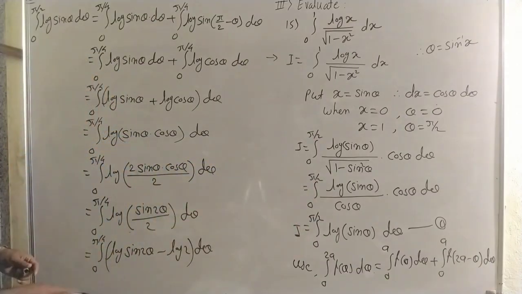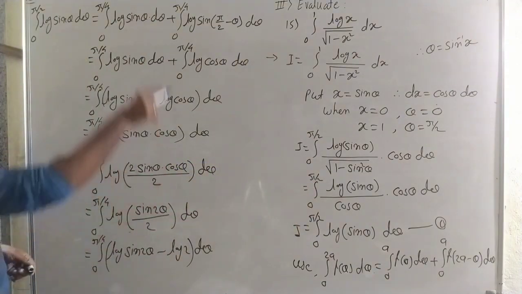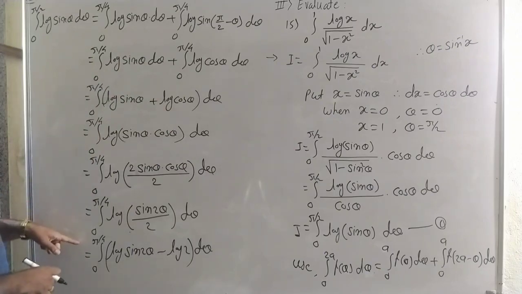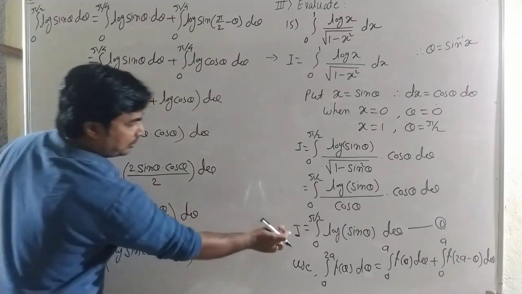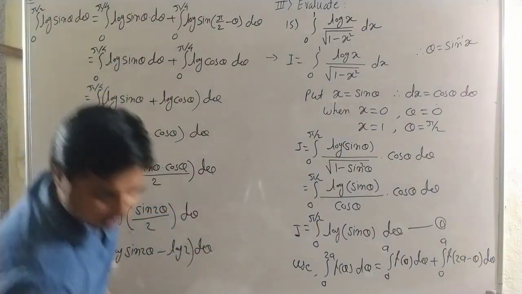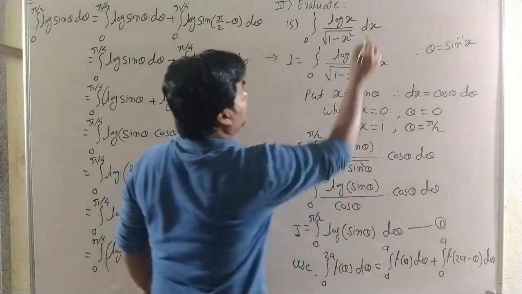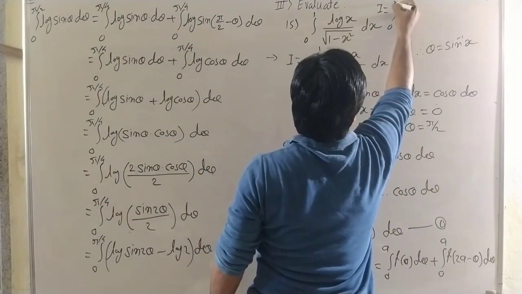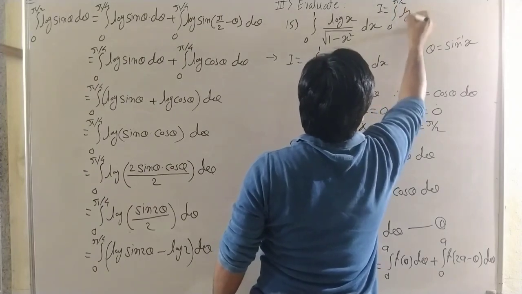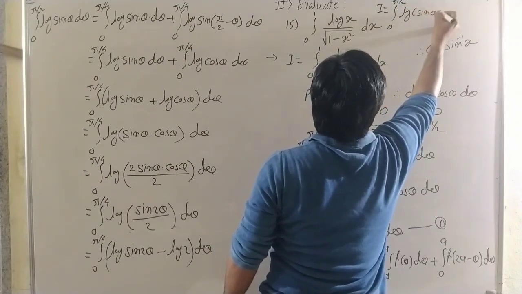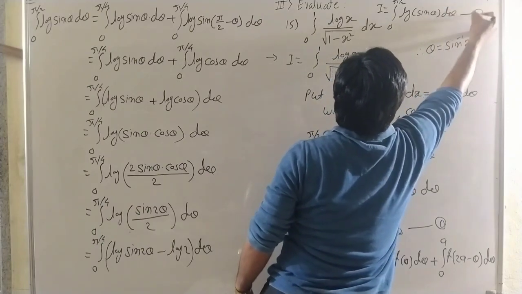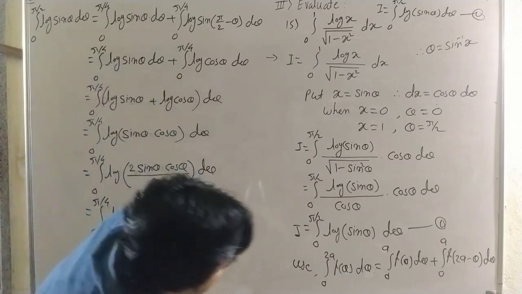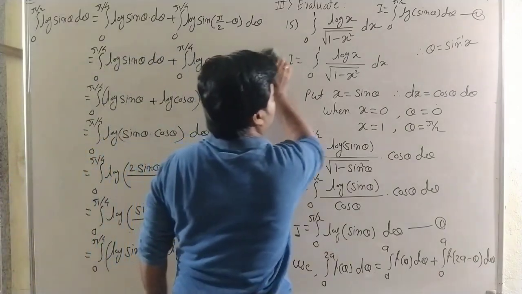Now first see carefully this, we can solve by this. Remember equation number 1. Here you can write equation number 1: the integral is equal to integral 0 to pi by 2 log of sin theta d theta, it is equation number 1. This equation number 1 we can write above here. Now we erase it.